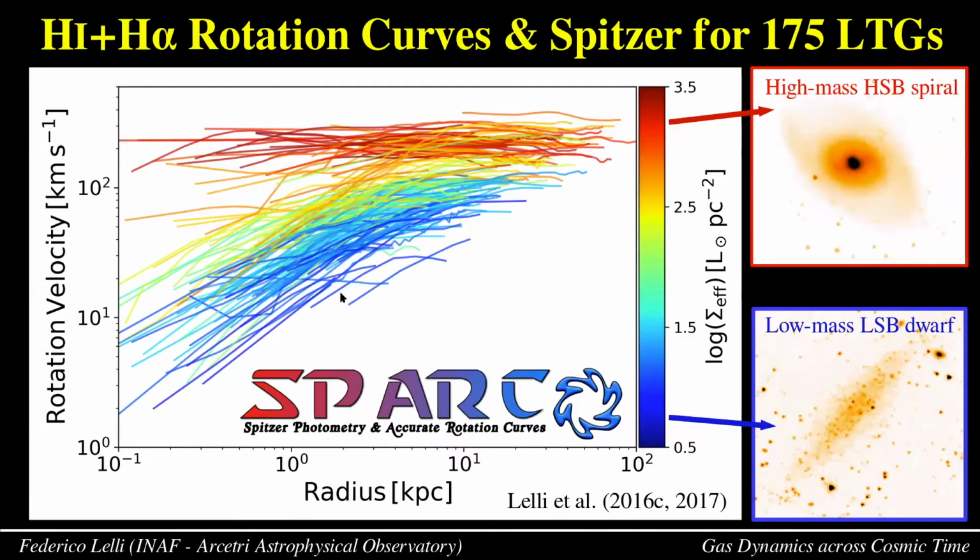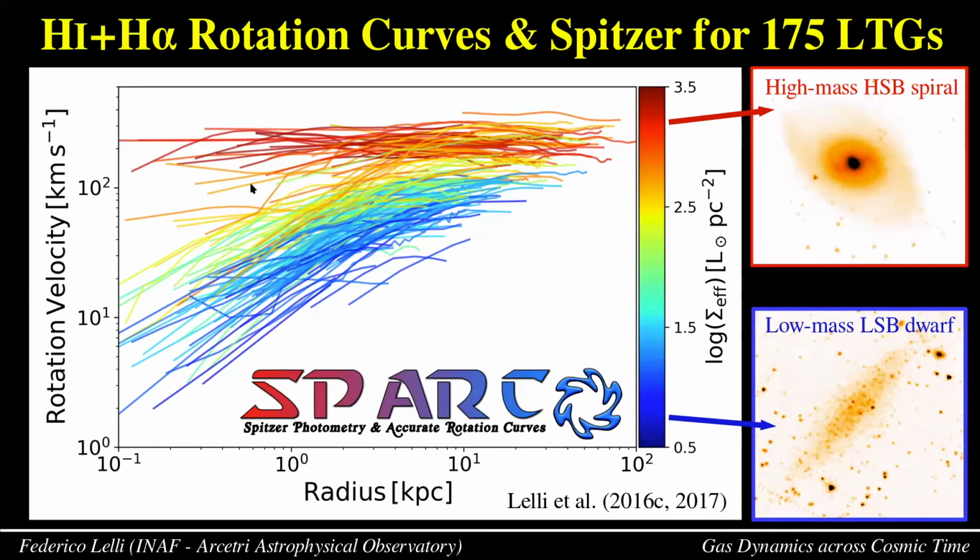Now, one of the best approaches is to combine data from different tracers. This is what we did in the SPARC project, in which we took HI and H-alpha rotation curves from the literature and combined them together. And we have also supplemented galaxies with Spitzer photometry at 3.6 micron in order to probe the stellar mass distribution. So in this plot, you see 175 rotation curves in a log-log scale, color-coded by the value of the effective surface brightness at 3.6 micron, which is essentially equivalent to an effective stellar surface density.